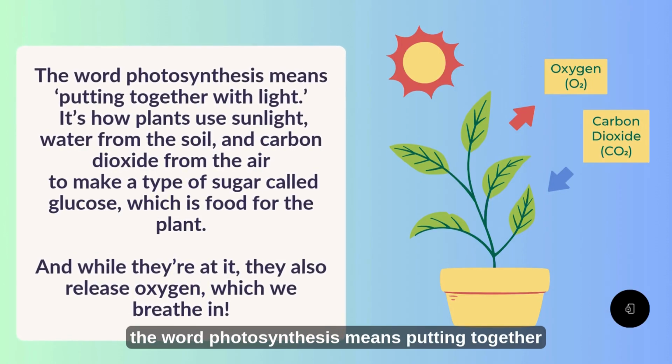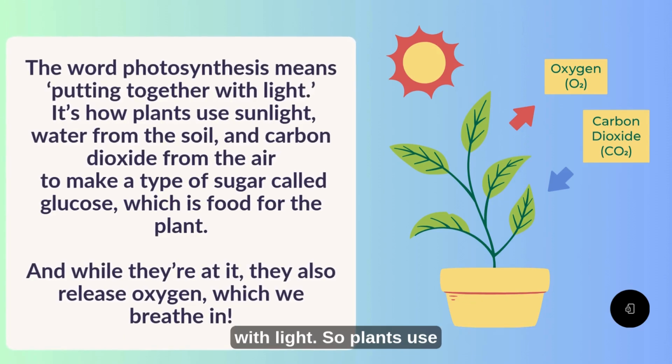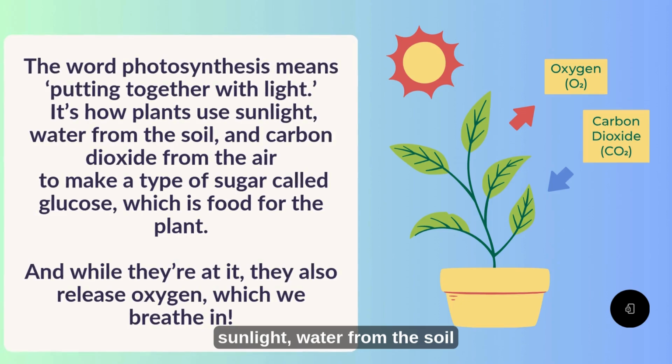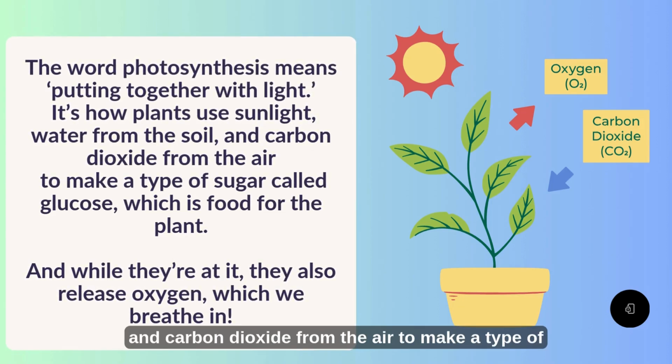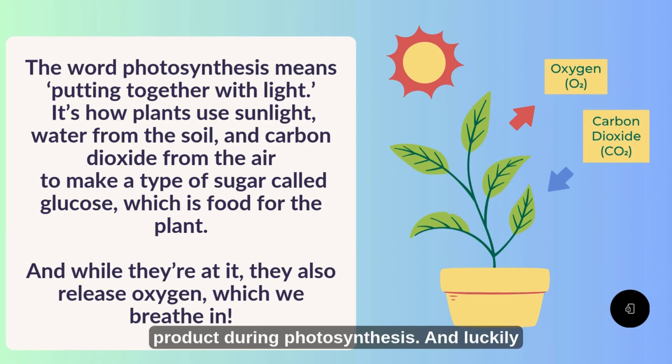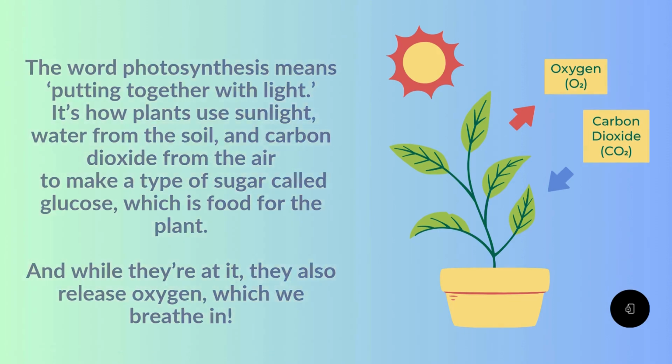So the word photosynthesis means putting together with light. Plants use sunlight, water from the soil, and carbon dioxide from the air to make a type of sugar called glucose, which is the food for the plant. And if we eat the plant, that's food for us. So that is the main product of photosynthesis. And luckily for us, oxygen is a great byproduct that we breathe in.